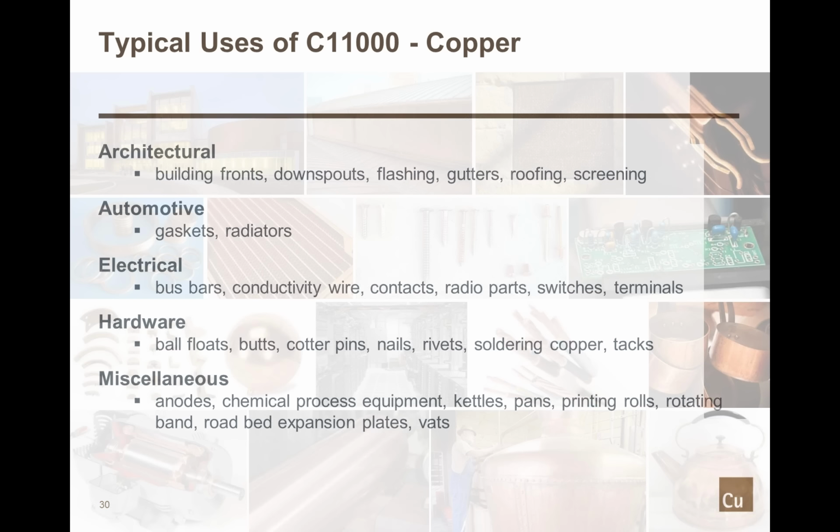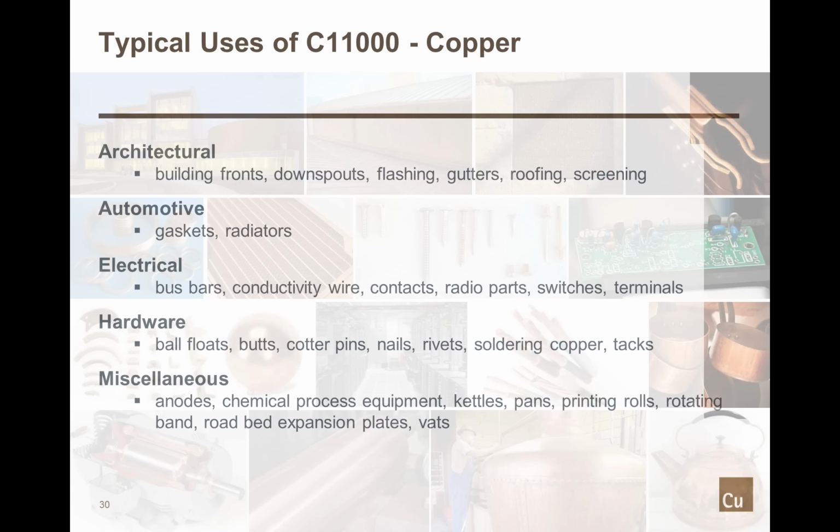In the upper row, you see some architectural uses. And in the upper right, you see a screen. In the far upper right, you see a bus bar and interconnect on that. In the second row, there's a radiator, second to the left. In the far right, there's a board from an electronic piece of equipment. And in that board, there's usually some copper foil. So it's produced very thin and sandwiched between layers of these boards.